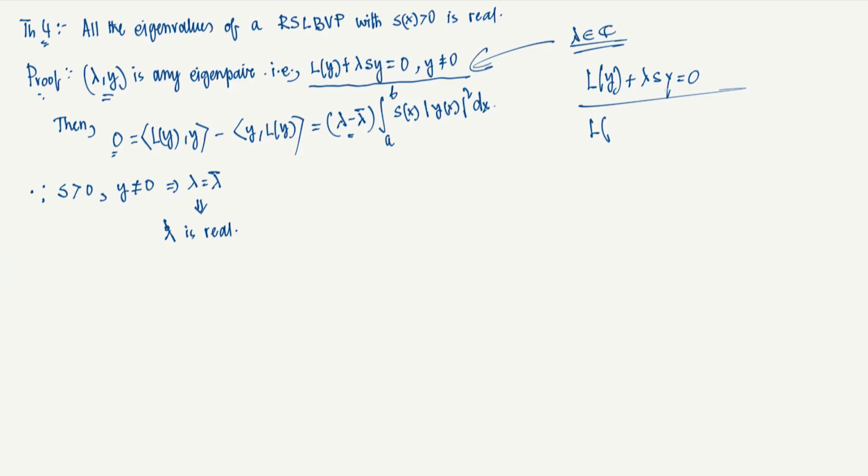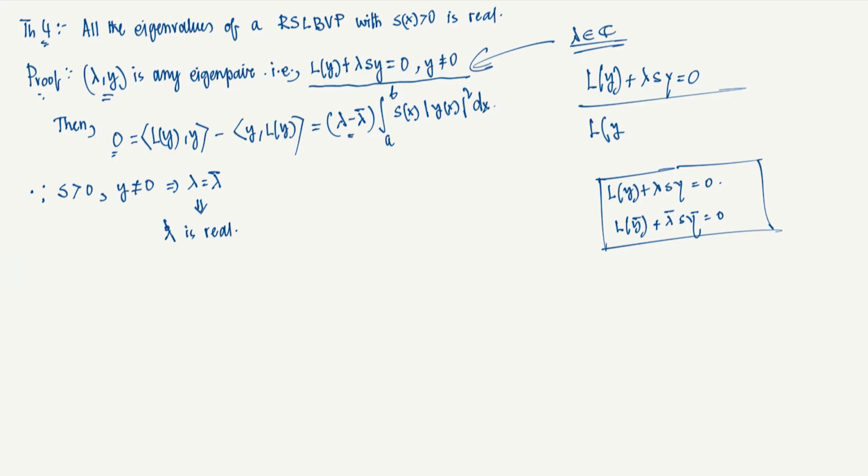So in this case, L y plus lambda S y is going to be 0. Similarly, if lambda in C satisfies this equation, then lambda bar will satisfy the conjugate equation. Taking the complex conjugate, this will give you L of y bar plus lambda bar S y bar is going to be 0. This is what you are going to get, right? If you understand it properly, it is taking the complex conjugate.